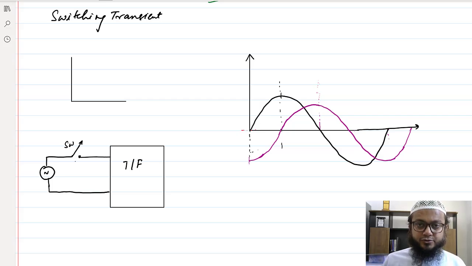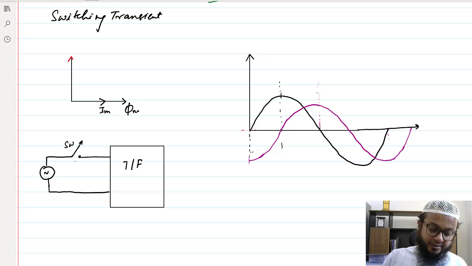So now we'll discuss switching transient in transformers. We know that in a transformer, the voltage and the flux, if Im is in this direction and flux is in this direction, then the supply voltage or applied voltage is actually leading the flux by an angle of 90 degrees, which we have seen in the phasor diagram in the initial lectures.